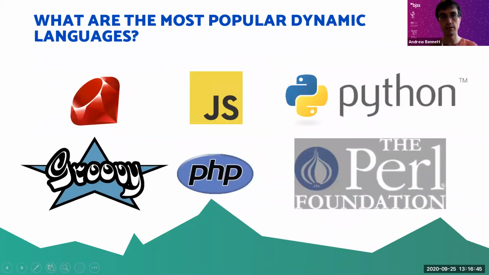So again, the question says, what are the most popular dynamic languages? So we've got things like Ruby, JavaScript, and Python. Also things like Groovy, PHP, and Perl. Today we're mainly going to focus on the top three here, but again, the techniques we'll talk about will apply to the bottom three as well.